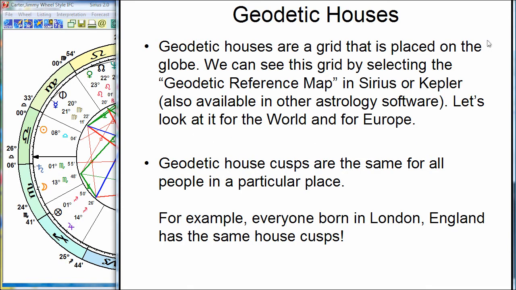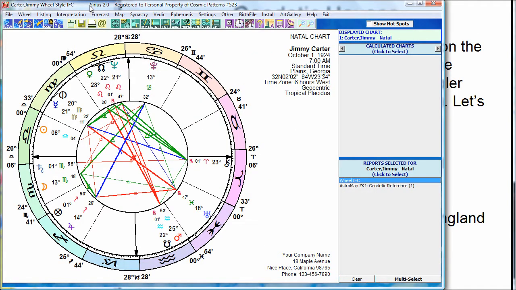The geodetic astromap and the geodetic houses are based on this idea that there's a grid around the world. So let me show you the grid. It's the simplest way to get going with geodetic houses.